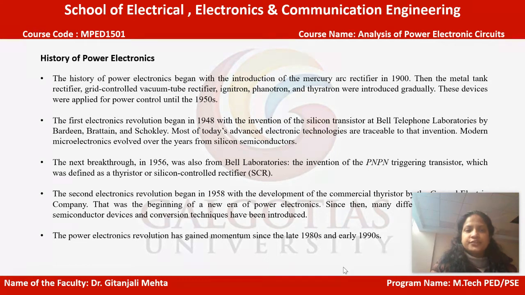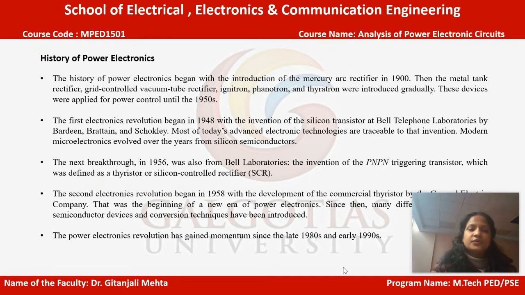Coming to the history of power electronics, it began with the introduction of the Mercury arc rectifier in 1900. Then the metal tank rectifier, grid controlled vacuum tube rectifier, ignitron, phanotron, and thyratron were introduced gradually. These devices were applied for power control until the 1950s. The first electronics revolution began in the year 1948 with the invention of the silicon transistor at Bell Telephone Laboratories by Bardeen, Brattain, and Shockley. Most of today's advanced electronic technologies are traceable to that invention.